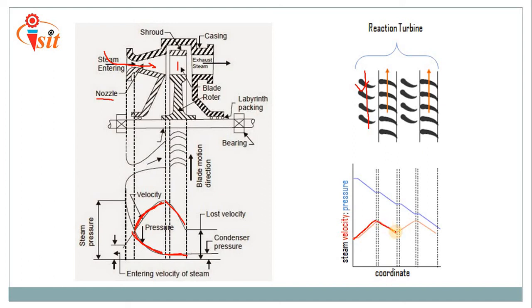So there are multiple permutations and combinations of the arrangement. Fixed blade, moving blade, fixed blade, moving blade, if it is multi-stage. If it is single stage, then generally only one set of fixed blades and one set of moving blades is used. So students, this is all about the introductory part of the steam power plant, that is, the thermal power plant.